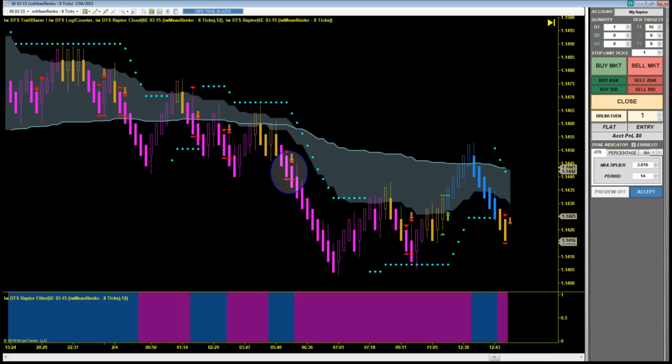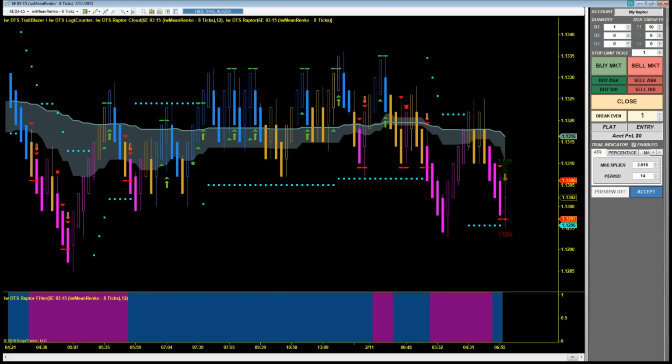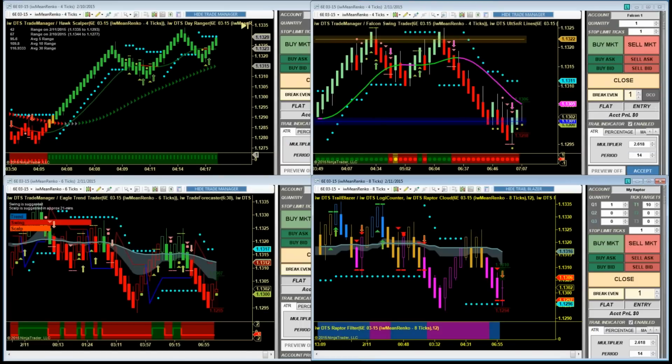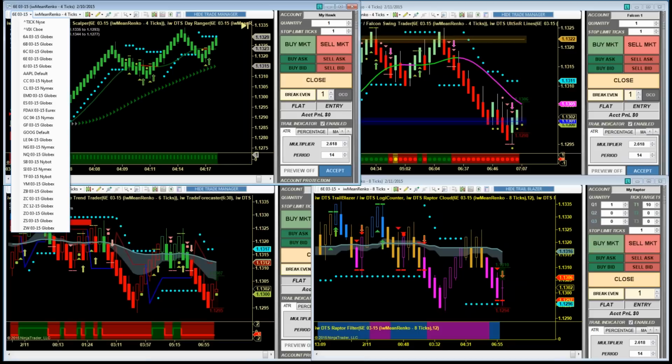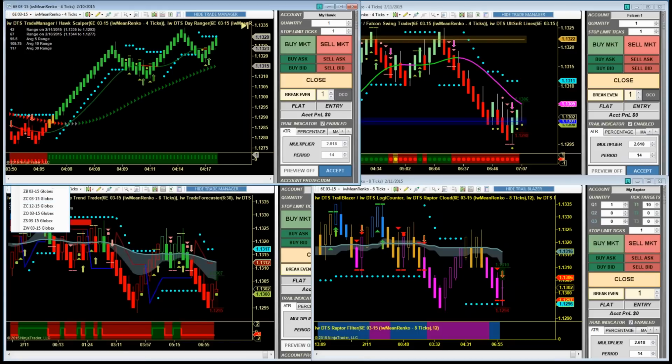And I'll do just one more since we're here. And here is the London Open over here. So the Raptor not giving us a whole lot until, again, closer toward the end of the session where it actually generated a signal right here to sell. You're going to notice that the Raptor sacrifices quantity of trades for quality of trades.